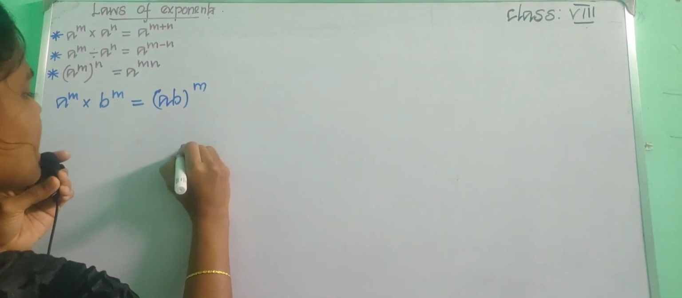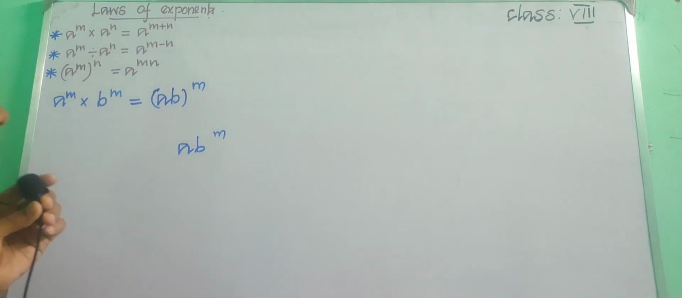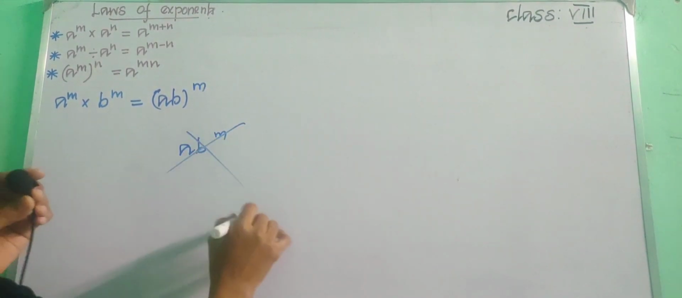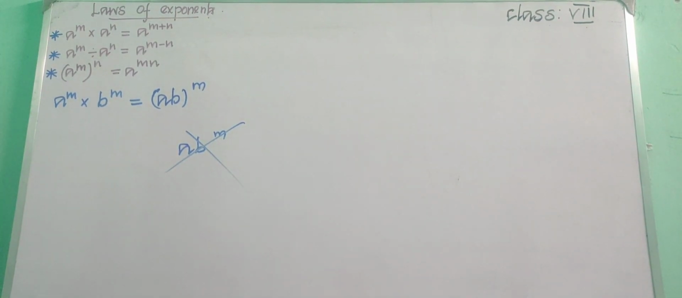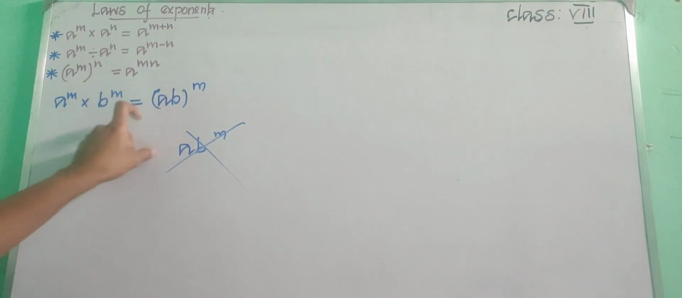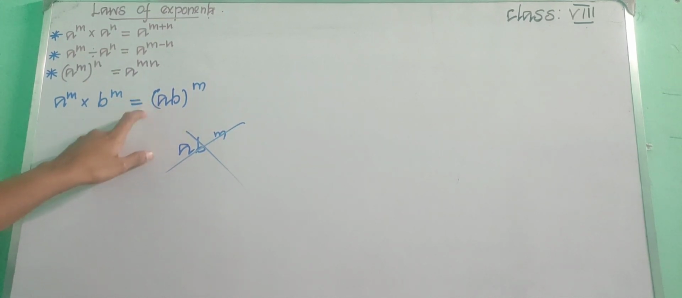Can we write it as ab power m? Is it right? No, it is wrong, which means this power is only for b. So we should put a bracket for this. We have written two terms, so we need to put the bracket for this.